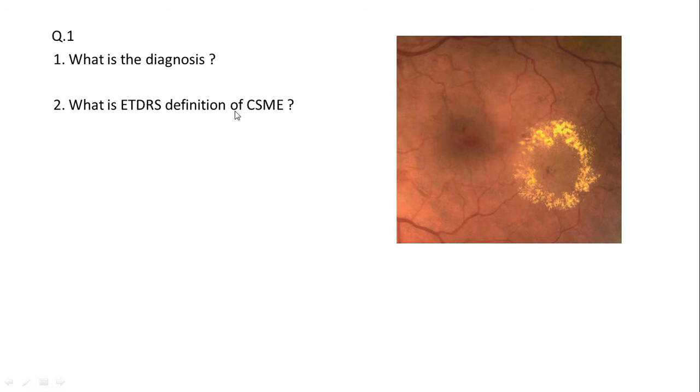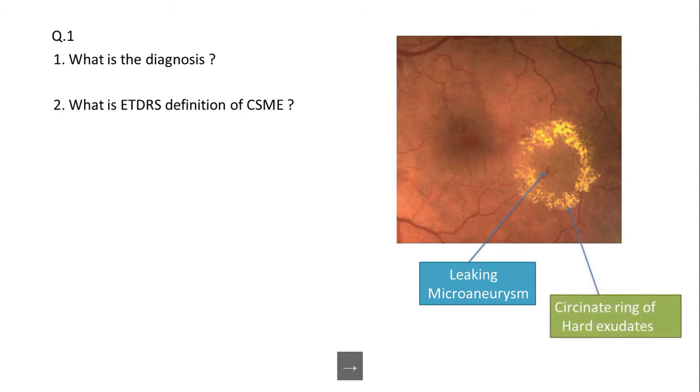Here we got a clue that this photograph must be related to the clinically significant macular edema. So we can appreciate here that this leaking microaneurysm, which is surrounded by a circinate ring of hard exudates, makes a probable diagnosis of focal diabetic macular edema. Now the next question is the ETDRS definition of CSME.